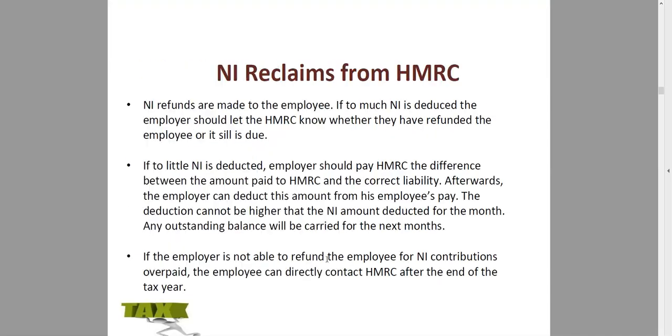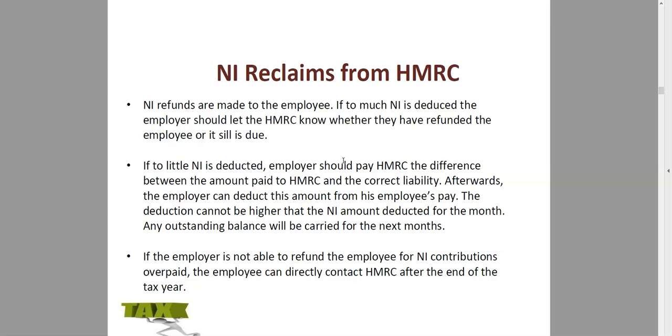Then we have NI claims for HMRC. Obviously, NI refunds are made to the employee. If too much NI is deducted, the employer should let HMRC know. Normally, national insurance is not refunded unless there is some mistake. And obviously, the employer's NI will be settled through the employment allowance calculation.